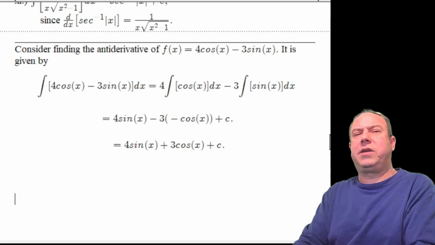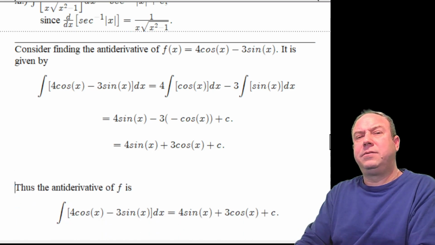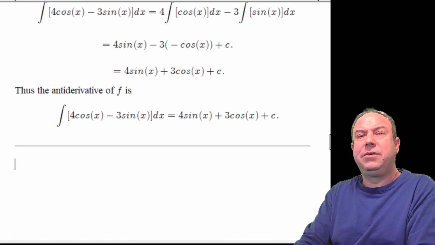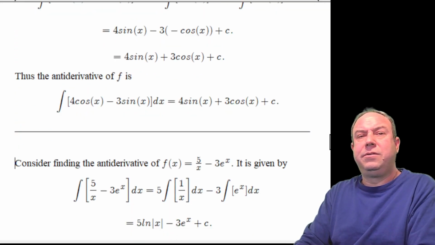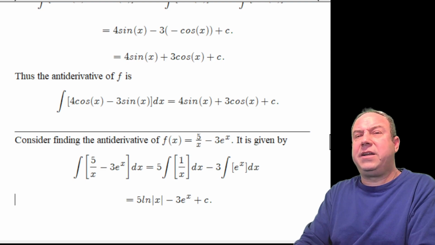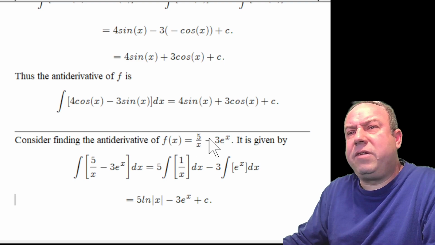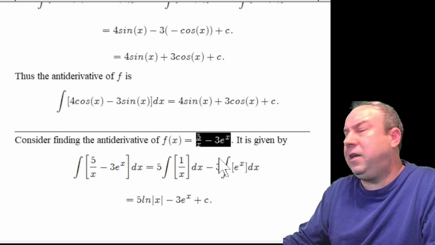Or here's one other case. All right, so I gave us that result. Now I'll give a couple other cases here. The antiderivative of 5 over x minus 3 times e to the x.